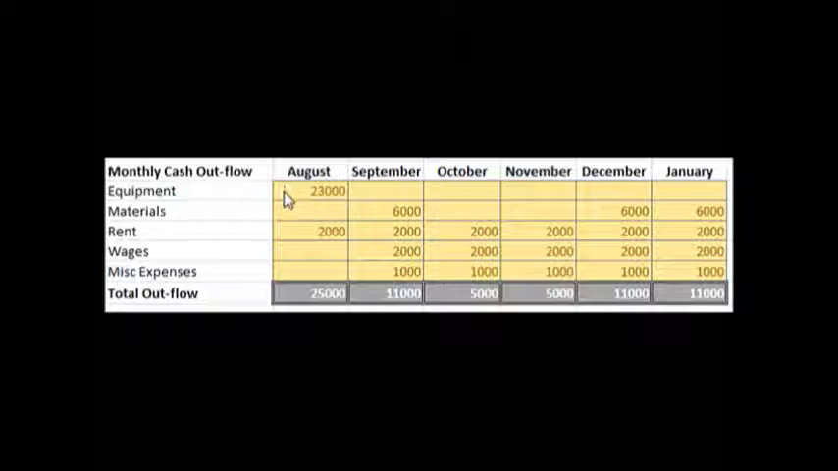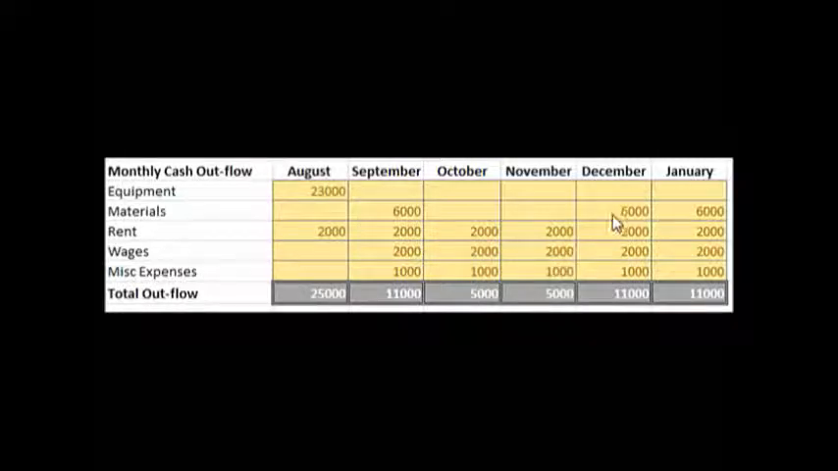So for August, equipment costs £23,000 and rent was £2,000, giving a total cash outflow for August of £25,000. In September, our cash outflows were materials £6,000, rent £2,000, wages £2,000, and miscellaneous expenses £1,000, giving September a total cash outflow of £11,000. October and November have the same cash outflow expenses of rent at £2,000, wages for £2,000, and miscellaneous expenses at £1,000, giving a total cash outflow for October and November of £5,000.